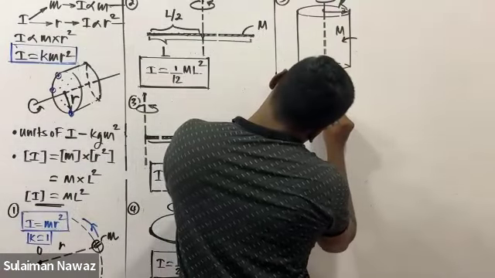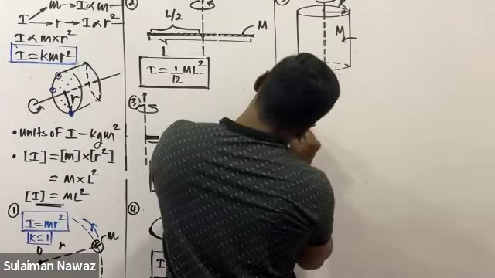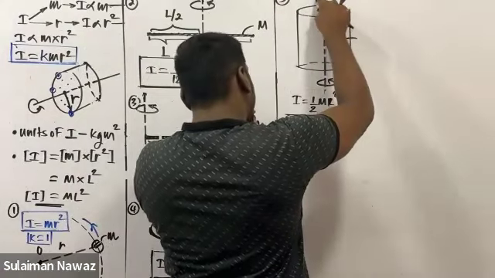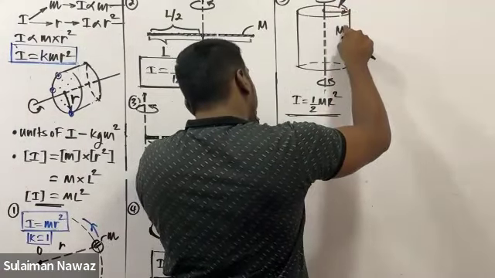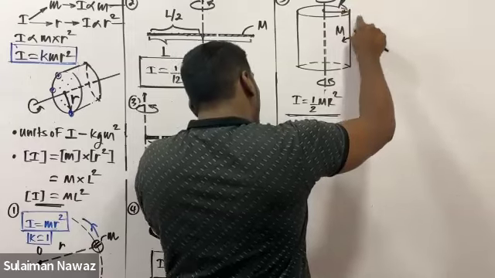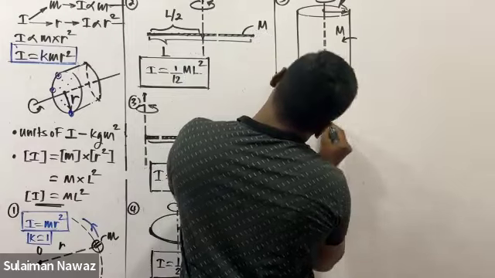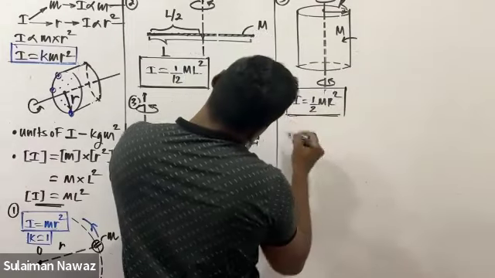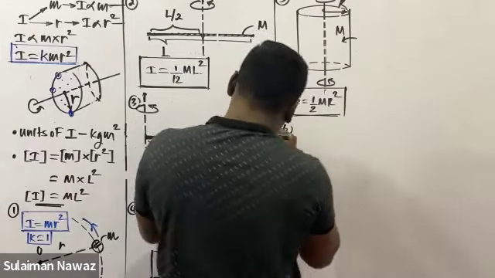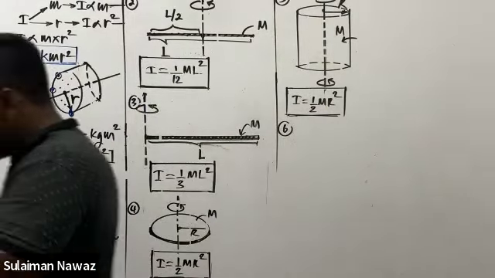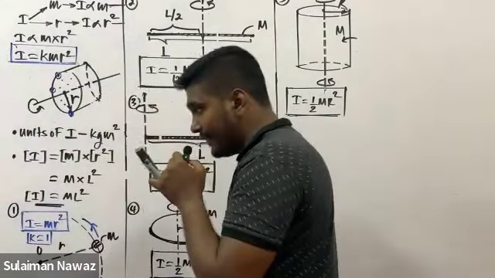I equals half MR squared equation. So when you're writing the moment of inertia of a solid cylinder of mass capital M and radius capital R about an axis passing through the center, you can write it down, right? So next one, the sixth one.